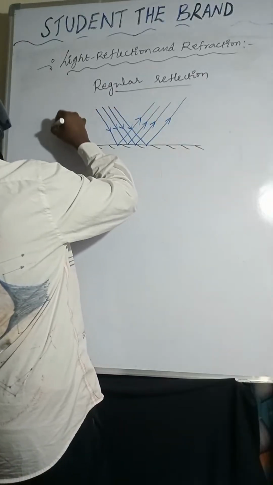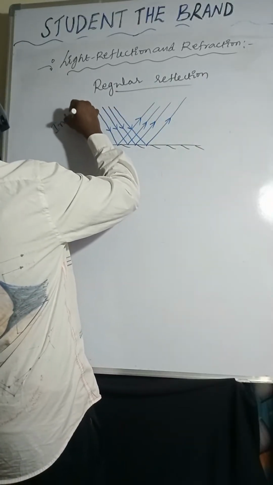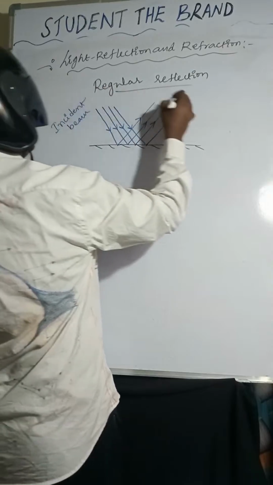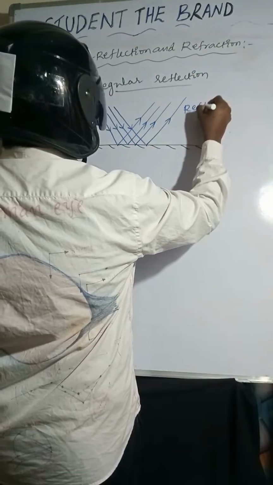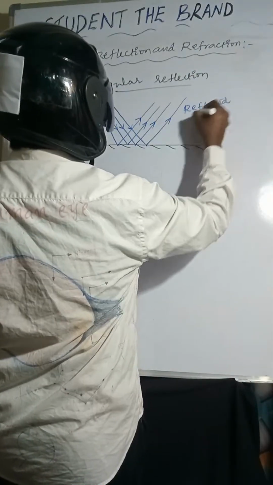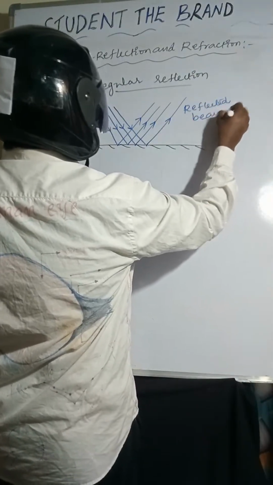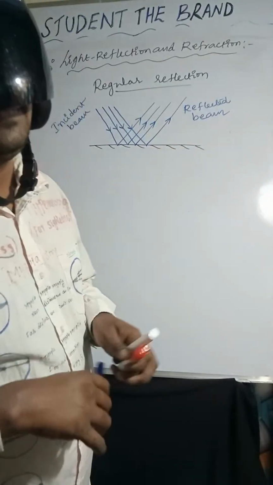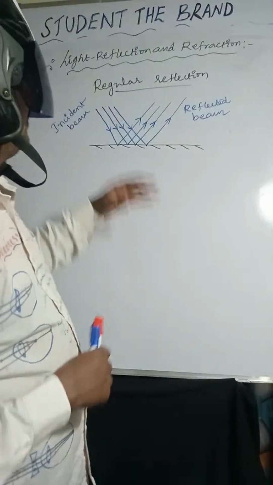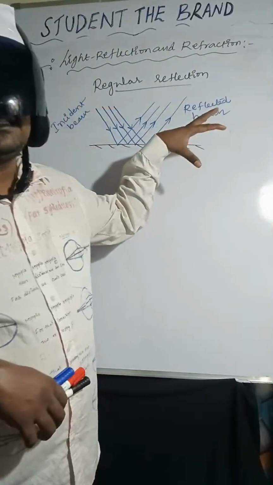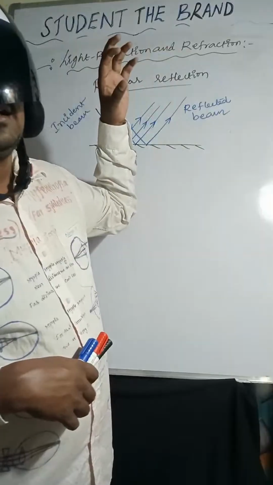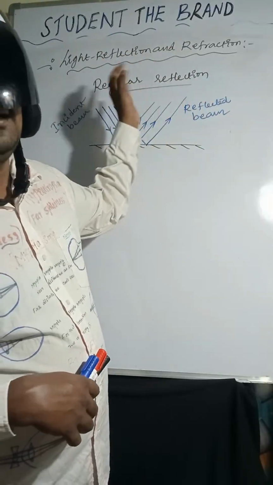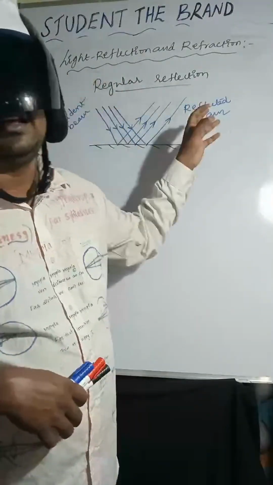So this is the incident beam, and this is the reflected beam. Light rays are parallel to each other, so that's why it is called an incident beam. Reflected light rays are also parallel to each other. So this type of reflection is called regular reflection.